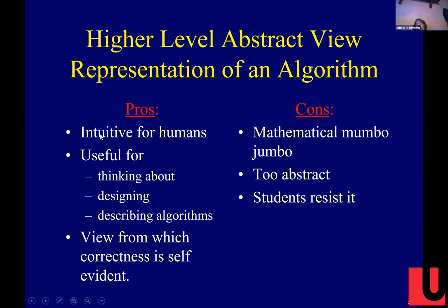So what are the pros? More intuitive for humans. I like to think about it as if you were standing on a subway, how would you actually talk to a person, right? Or more, if you were dreaming, how would you actually talk to your subconscious, right? It's a useful method for how to think about algorithms, how to design algorithms, how to describe algorithms.